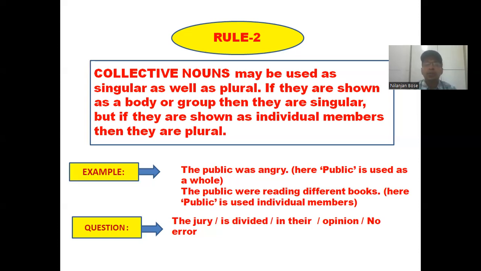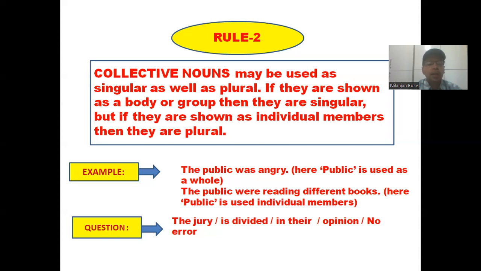That's why the verb given over here is was. Now, the second sentence: the public were reading different books. Here, public is used as individual members. There are so many persons involved in these reading activities. In that case, the verb will be plural. That's why it is written, the public were.